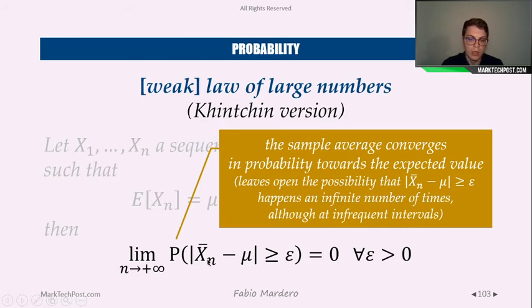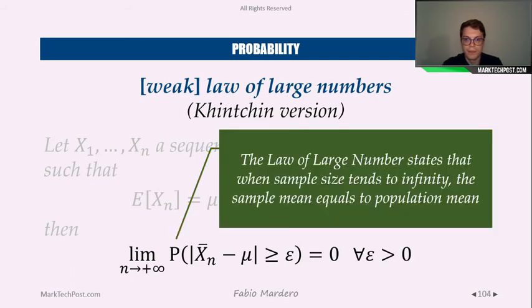So the probability of the sample average being different from the expected value is equal to 0. But in the meantime, when approaching n to infinity, this could also not be true. So again, the weak law of large numbers here states that when sample size tends to infinity, then the sample mean equals the population mean.